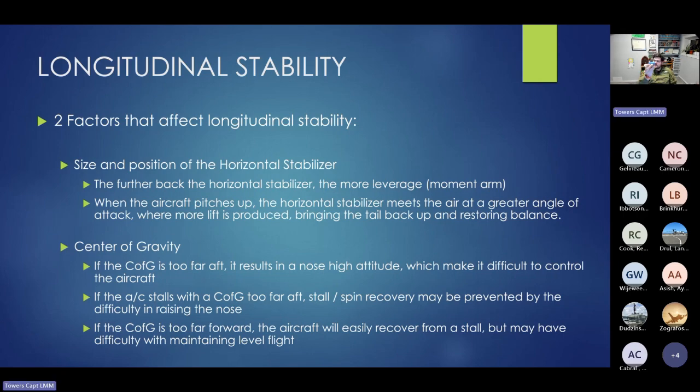So I have with me today a little mini aircraft model. We'll try and see if we can use it at some point. It's not really great proportions, but we'll do what we can.